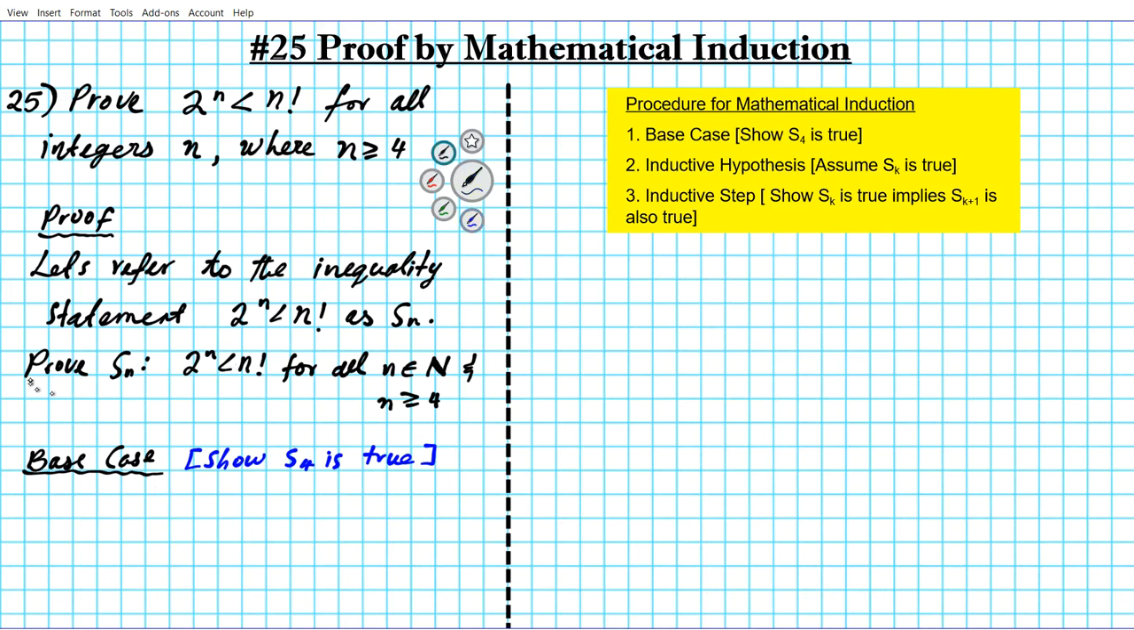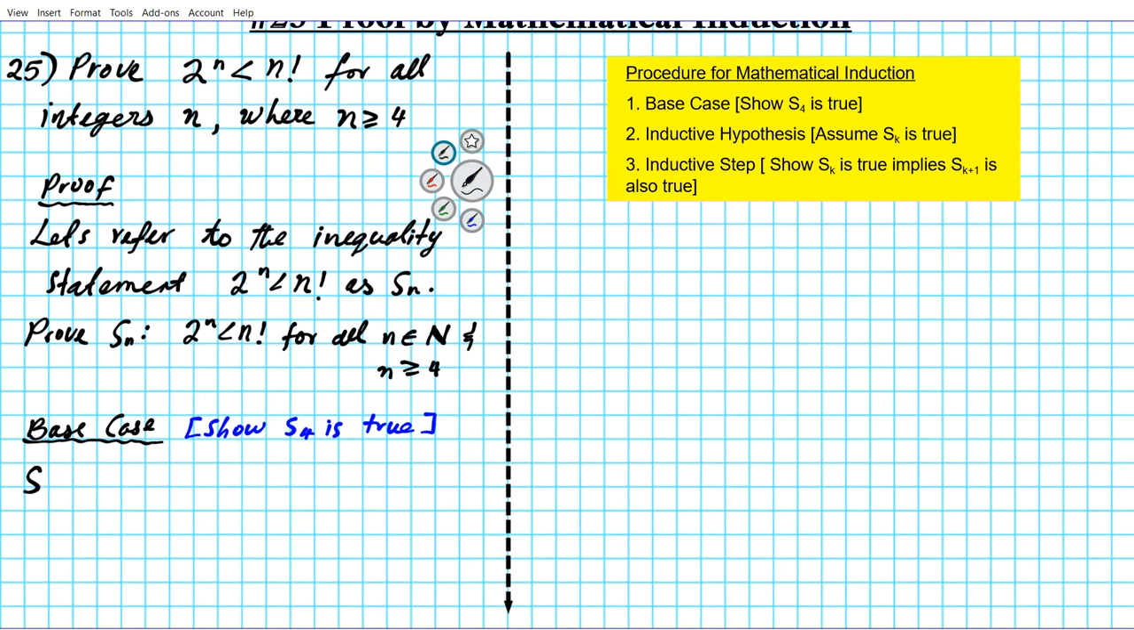So S sub 4 is what you get when you replace all the n's in the statement with 4. Remember, S sub n is 2 to the n less than n factorial. So S sub 4 is going to be 2 to the 4 is less than 4 factorial. We do not know if this is true, so we're going to put a question mark here. Is 2 to the 4 less than 4 factorial? We're going to simplify both sides completely and then see if the inequality statement is true or false.